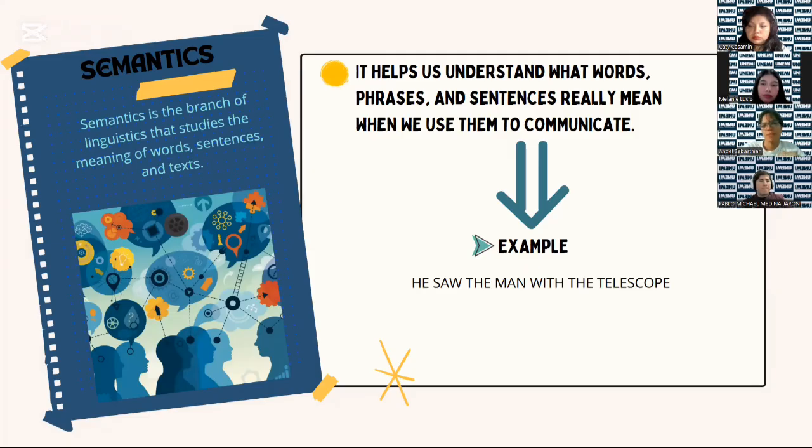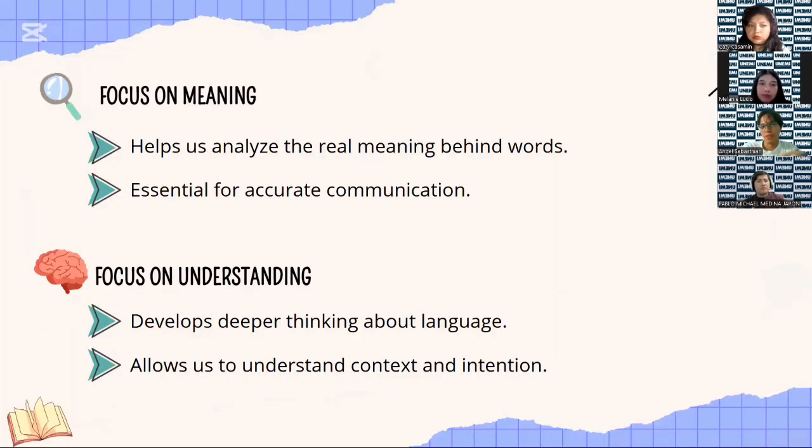Think about this. If someone says, "Whoa, amazing," after dropping their phone in water, you know they are not actually happy about it. Semantics teaches us to read between the lines to catch the real meaning, not just the literal one. This becomes even more powerful when we realize the context can completely change what a word or sentence means.